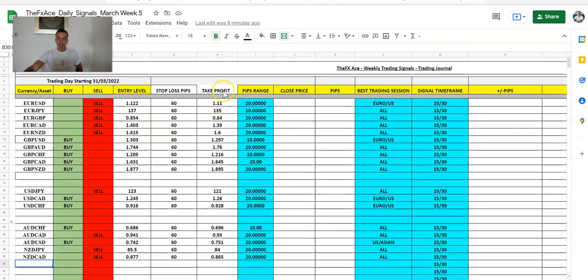Okay, the entry level, if the pip range is 20 pips, it means you can start looking for signals 20 pips before the entry level. So you can see today the Euro USD entry level is 112.2. That means when price goes up to 112, you can flick over to the dashboard and you can start looking for signals on the 15-minute and 30-minute time frames only.